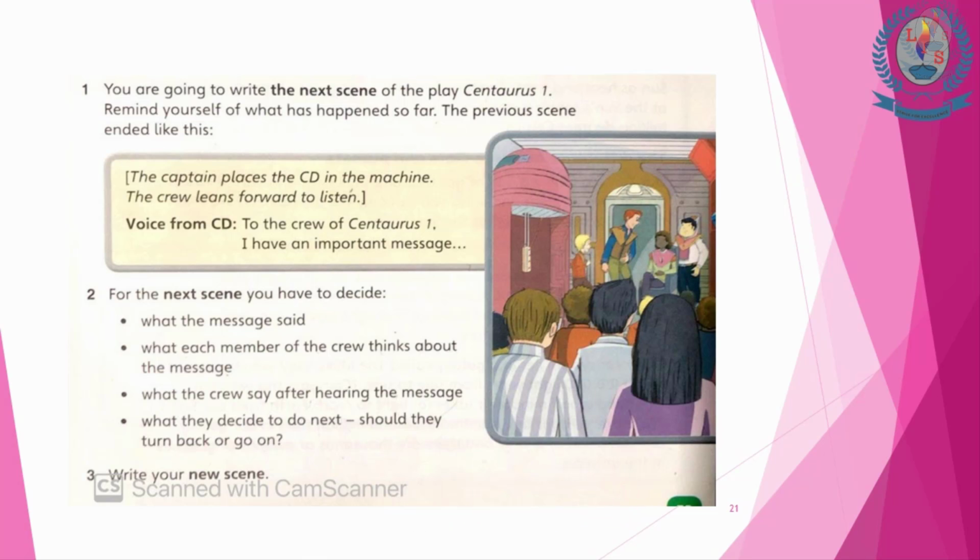Second question. For the next scene, you have to decide the following facts. First point, what the message said. Second point, what each member of the crew thinks about the message. Third point, what the crew say after hearing the message. Last point, what they decide to do next. Should they turn back or go on? Third question, write your new scene. So, it's time for you to write your new scene for this play Centaurus 1.